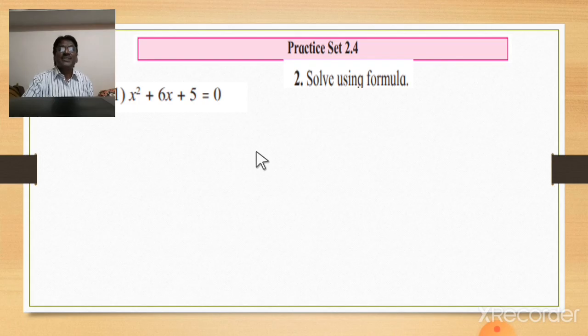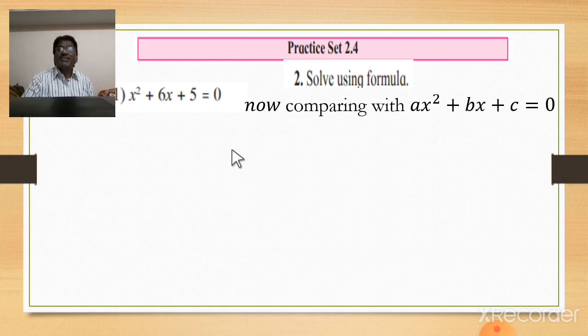You know, if you compare the given quadratic equation with the general form of quadratic equation, then we get the values of a, b and c. Therefore, now we compare the given quadratic equation with ax square plus bx plus c is equal to 0. Then we get a is equal to 1, b is equal to 6 and c is equal to 5.